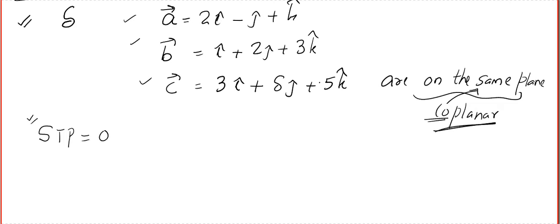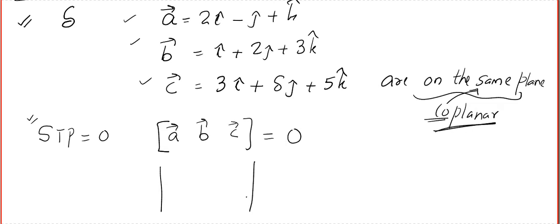So you can write like this. Since the vectors are on the same plane, the scalar triple product will vanish. Vanish mathematically means the value will be equal to 0. That is, STP of ABC will be equal to 0. Now, how do you evaluate an STP? Either the direct method or the determinant method. The determinant with rows 2, minus 1, 1; 1, 2, 3; 3, delta, 5 is equal to 0.